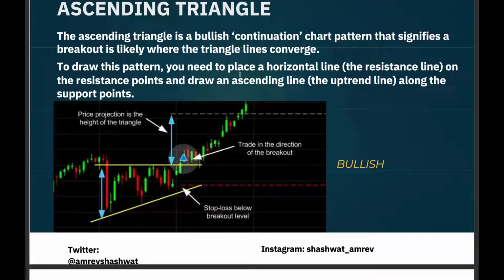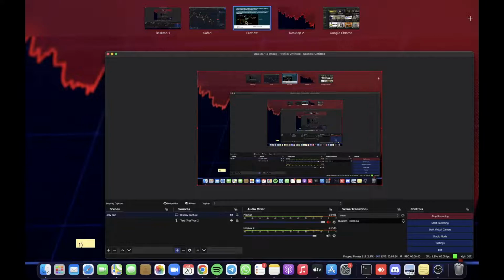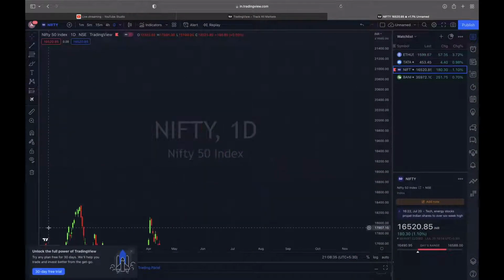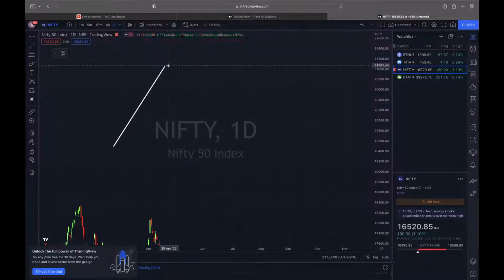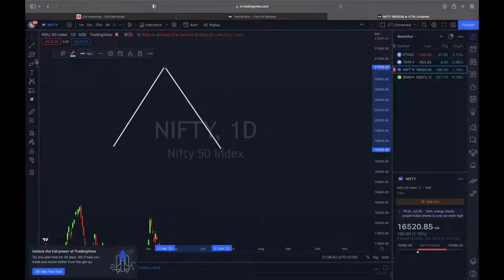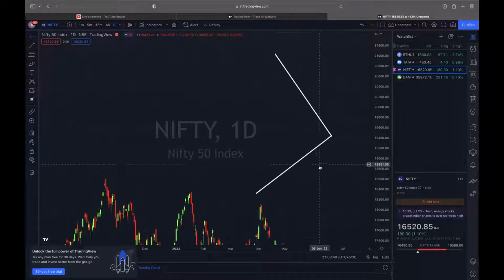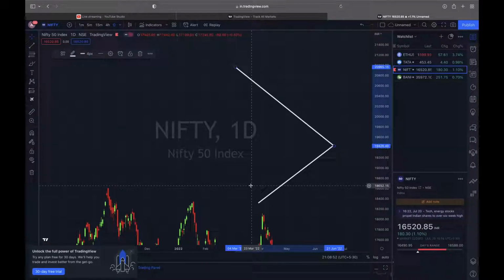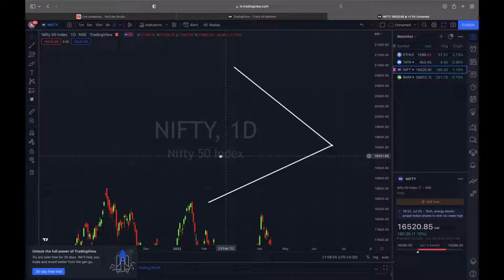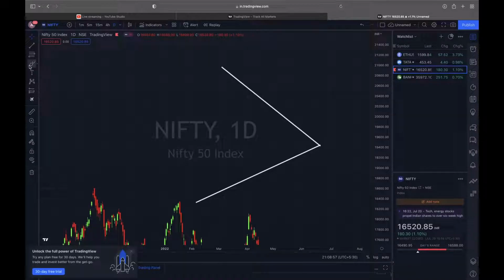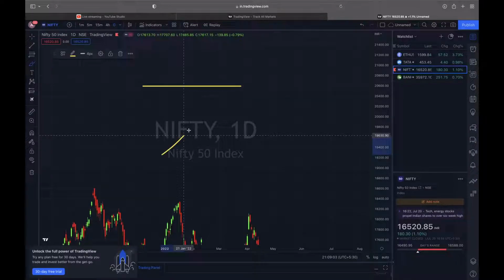Okay, let's check this out. Ascending triangle. So ascending triangle is very easy, guys. You have to make a triangle. How does a triangle look like? This. Rotate it. How does a rotation look like now? This, right? A rotated triangle. Now, ascending triangle will have the top as common and the base as like this. So ascending triangle looks like this.